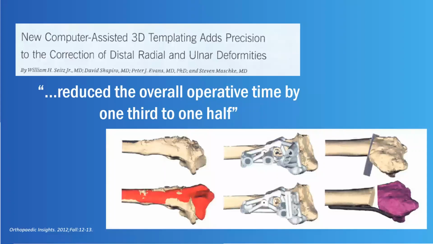So this is a recent report by Shapiro, as the new computer assisted 3D templating adds precision to the correction of distal radial and ulnar deformities. This paper found that using validated software to do surgical planning and virtual modeling actually reduced the overall operative time by 1/3 to 1/2, which is massive. It's a massive time saving. So this is obviously a great outcome for patients and for clinicians.